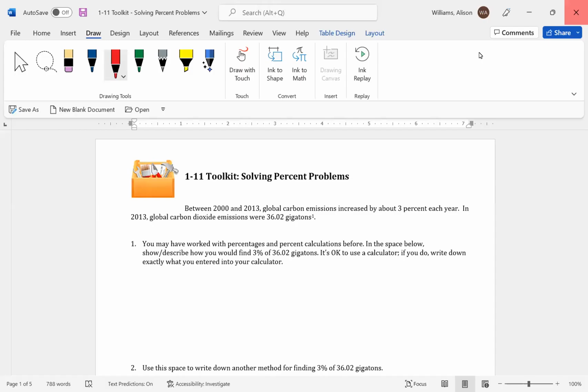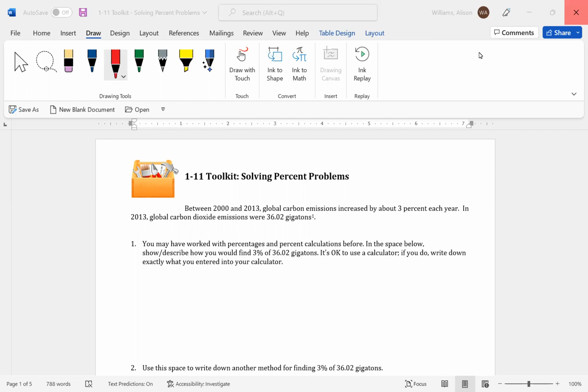In this video, we're going to look at solving percent problems. Between 2000 and 2010, global carbon emissions increased about 3% each year. And in 2013, global carbon dioxide emissions were 36.02 gigatons.